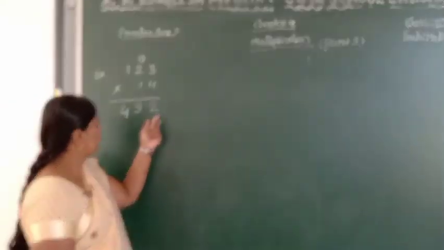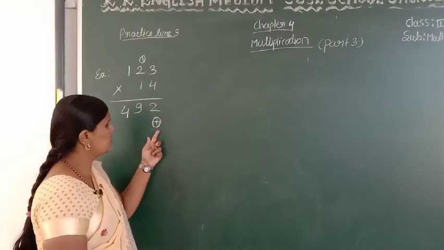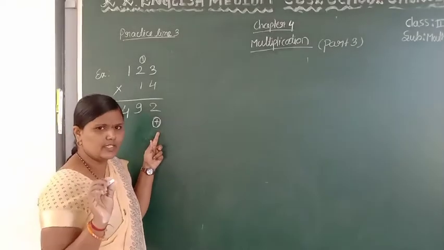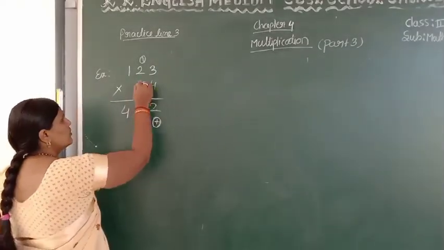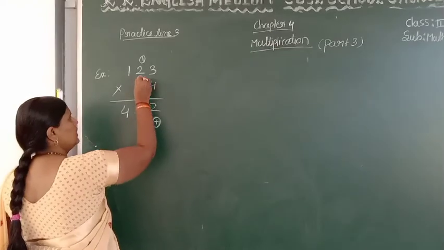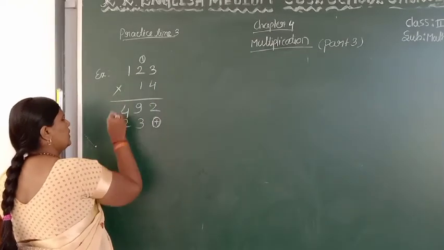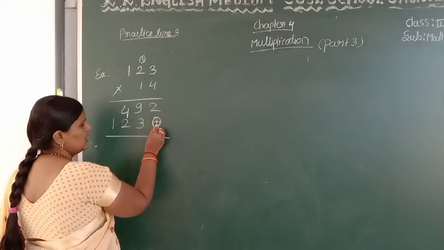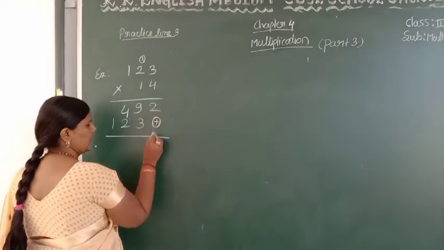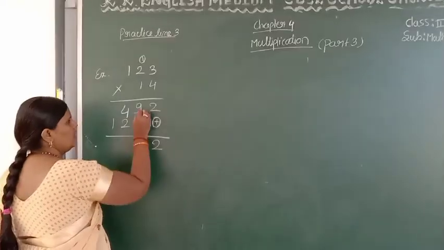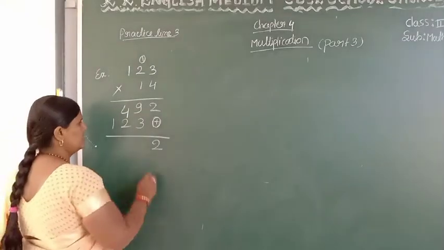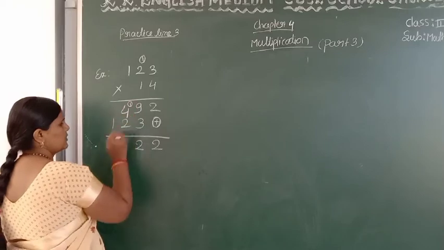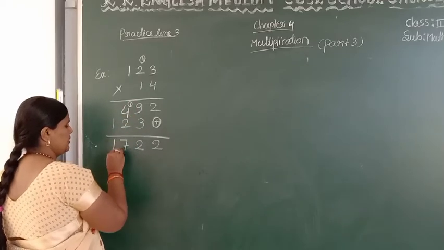First step you have to solve. In the second step, in the first place you have to write 0. It is compulsory. Okay. Next 1 into 3, 3. 1 into 2, 2. 1 into 1, 1. Now 2 plus this 0, you write directly 2 as it is. Now 9 plus 3 is 12. 2 write and 1 carry. 1 plus 4 is 5 and 5 plus 2 is 7 and this 1 you write as it is.